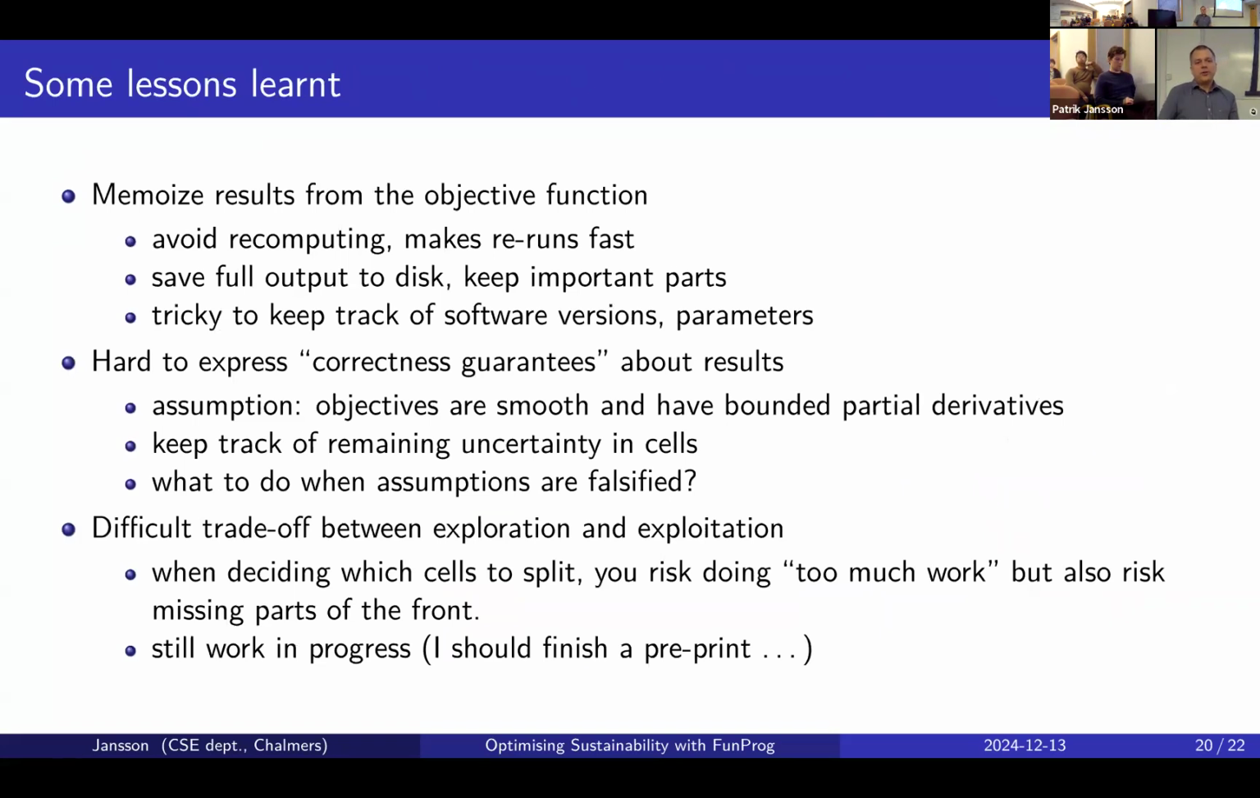Okay, some lessons learned. We memorize the results from the objective function, and that's to avoid recomputation because it takes time and it's nice. I didn't think that was a big deal, but it turns out that my wife is working with the students at the other side.